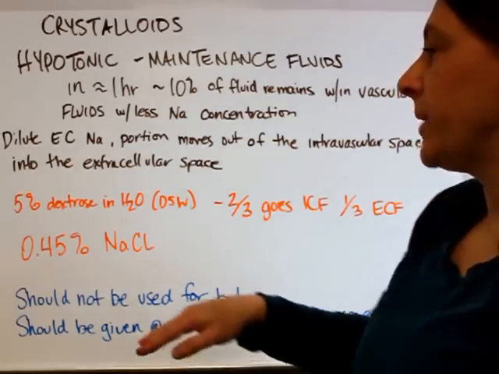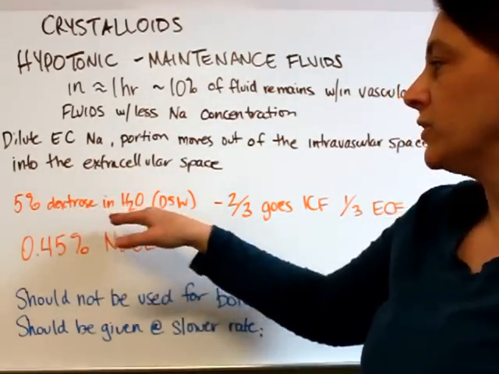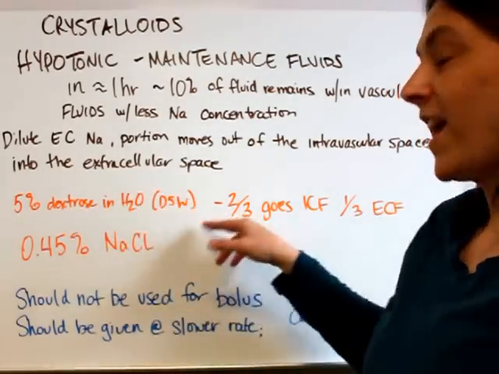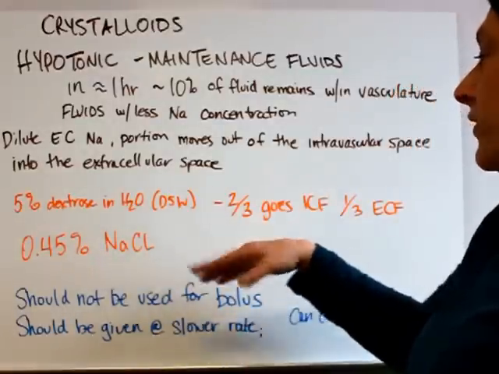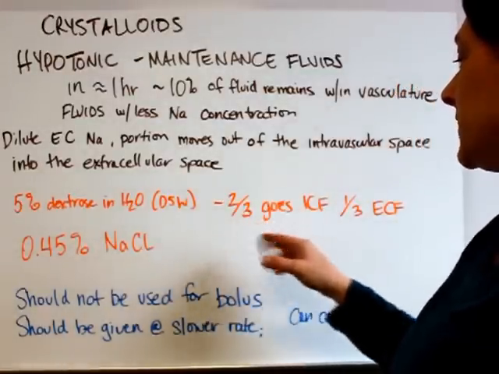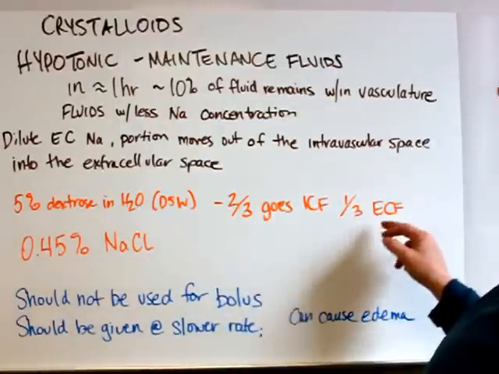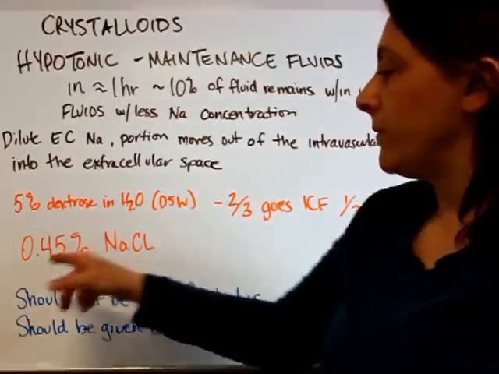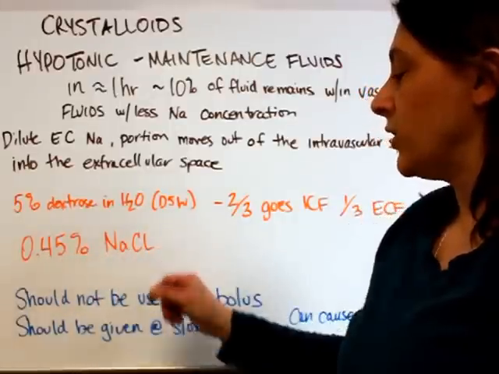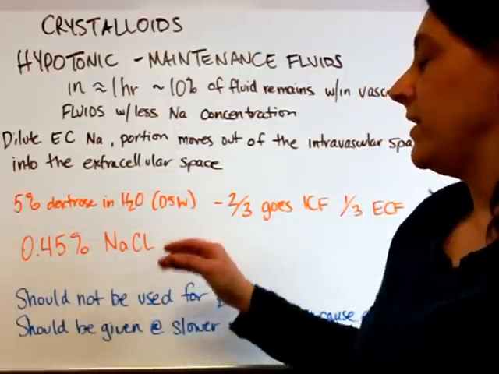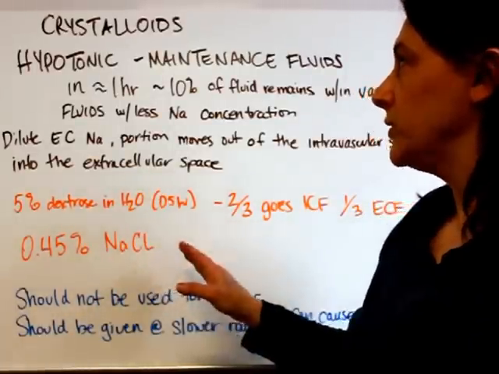Some things that you might see: 5% dextrose in water, which is D5W. If you think about it this way, 2/3 of this goes into the intracellular fluid and 1/3 goes into the extracellular fluid. Then there's 0.45% sodium chloride. This could be used for maintenance.